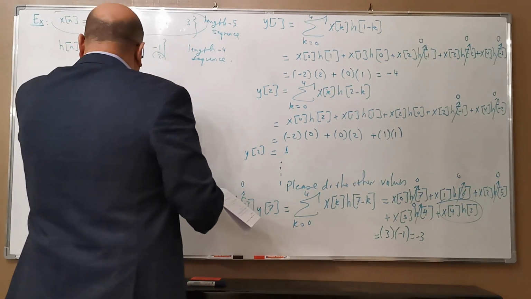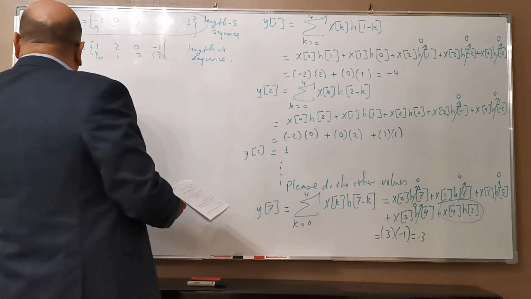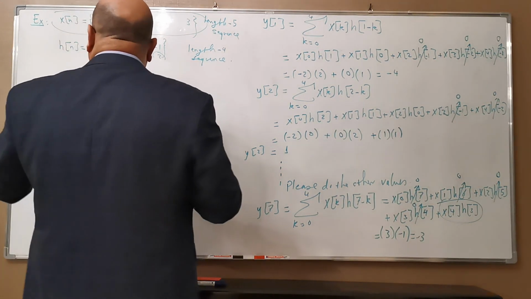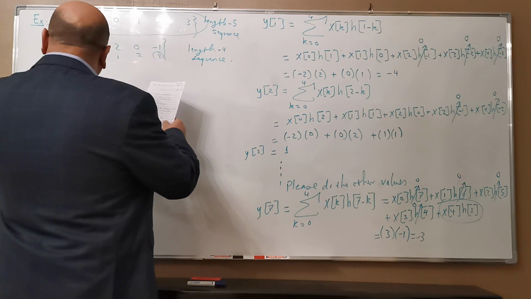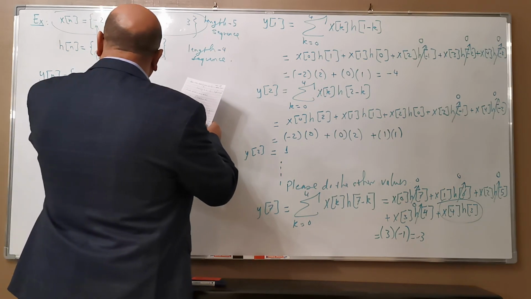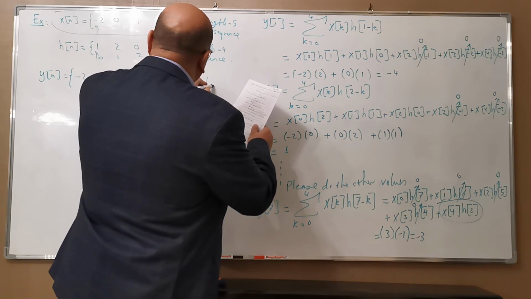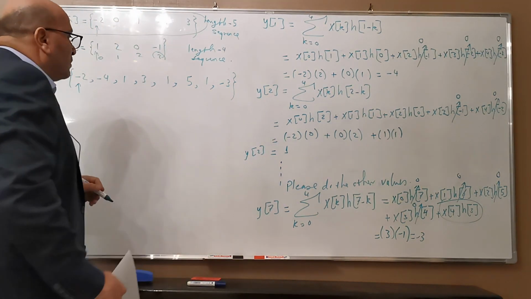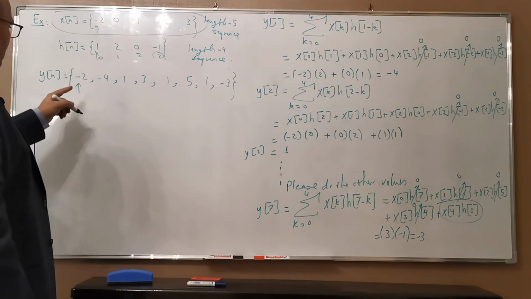Okay, I'm going to put the final answer so that you can make sure that you get exactly the same answer. My y of n is equal to minus 2, minus 4, 1, 3, 1, 5, 1, and minus 3. And we have the 0 here. Okay? So this is our solution.